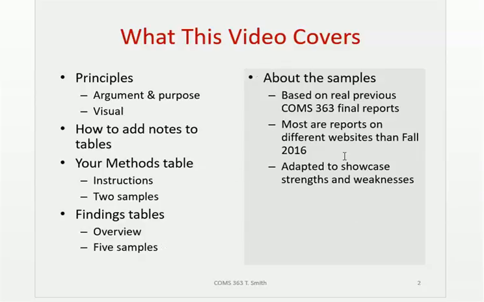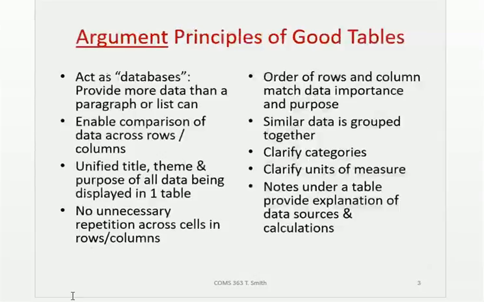The samples that I cover in this presentation are from real previous COMS 363 final reports, and they are reports that are usually on different websites than Fall 2016. That means that the numeric and comment data in them are not the same as for Asthma Society or SALT's website. They're for 2 different websites usually. And I've adapted the figures and tables to showcase strengths and weaknesses of table design. They've just been tweaked in order to be a more effective and concise presentation.